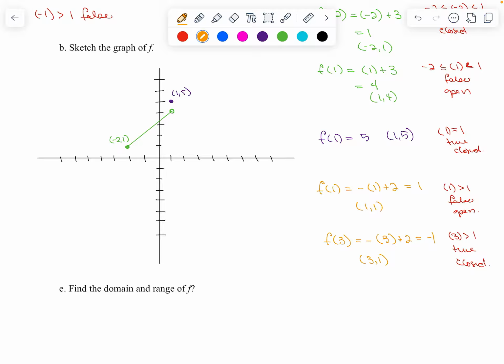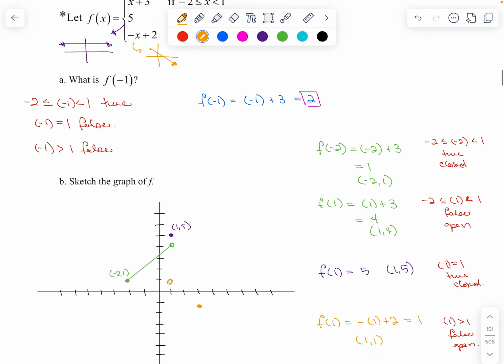Okay, so I have the point 1, 1, which is right there, open, and then 3, 1, which would be right there, or 3, negative 1. Forgot that negative on there. So 3, negative 1, which would be about right there.